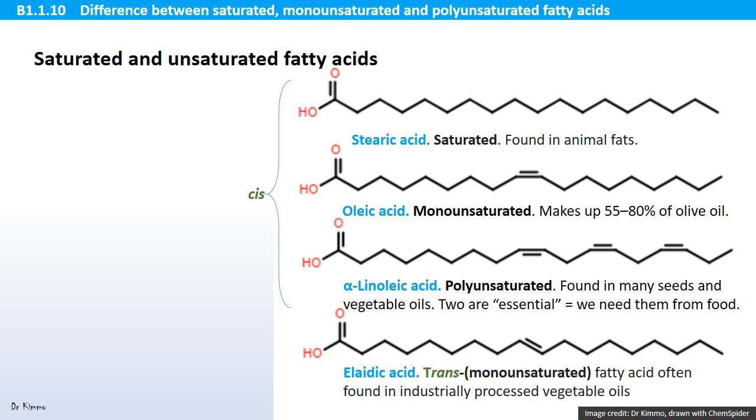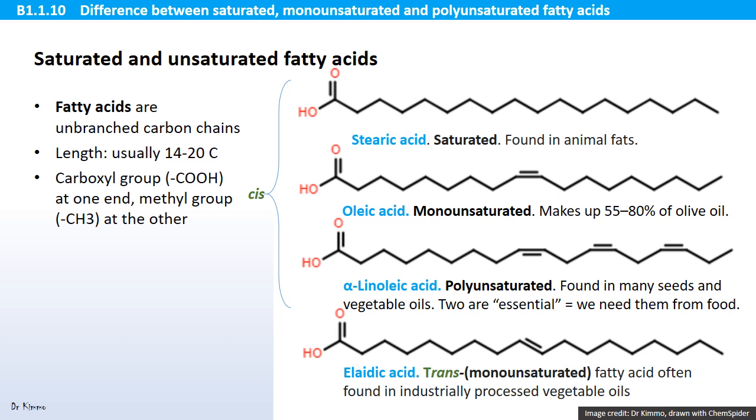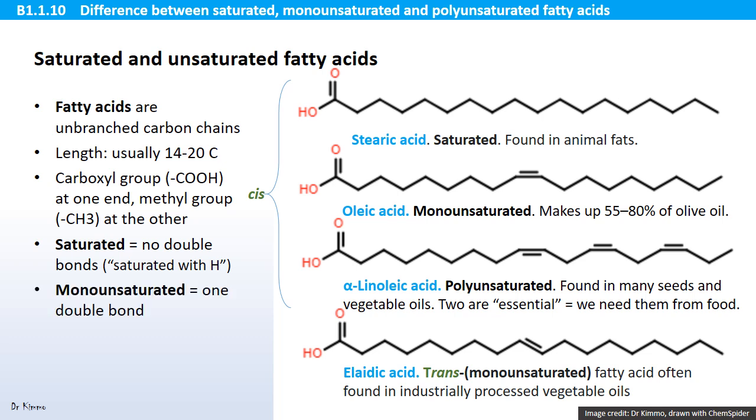Fatty acids are a crucial component of most lipids. They are unbranched carbon chains. Their length is usually 14 to 20 carbon atoms, and they have a carboxyl group at one end, to the left in this illustration, and a methyl group at the other end, to the right in this illustration. They can be saturated or unsaturated. Saturated means that they do not have any double bonds between carbon atoms. They are sort of saturated with hydrogen.